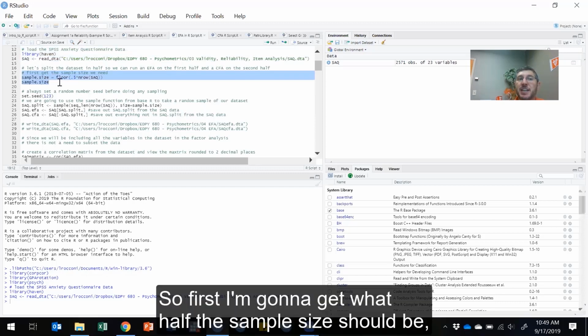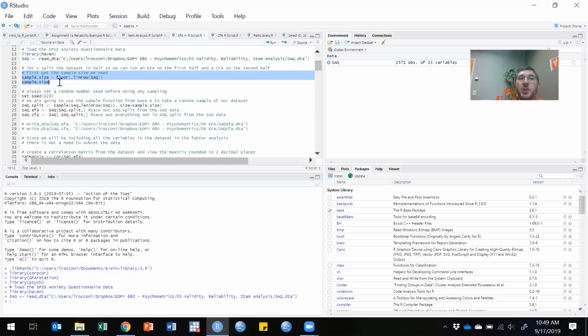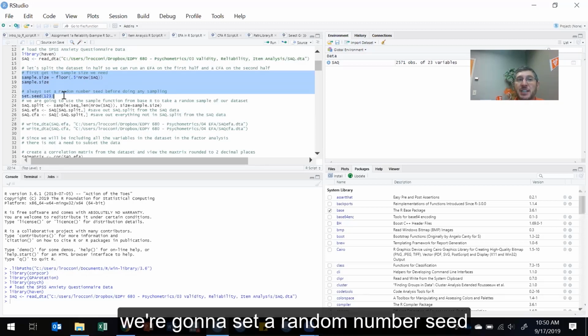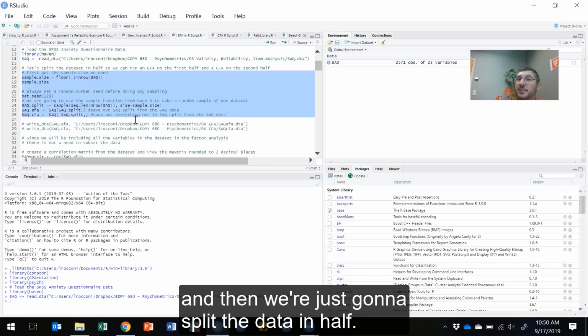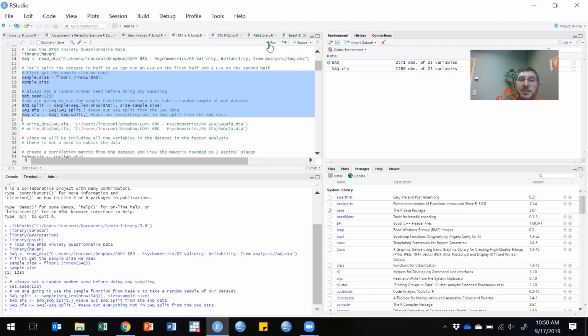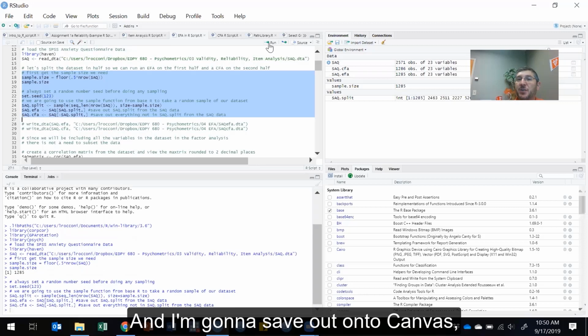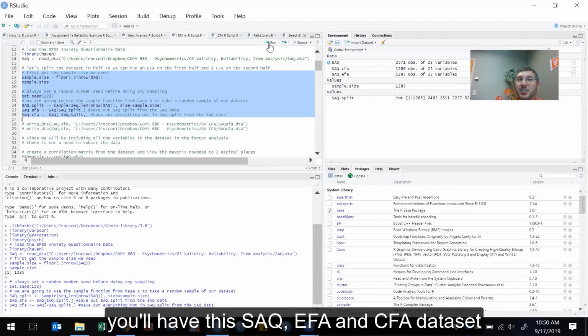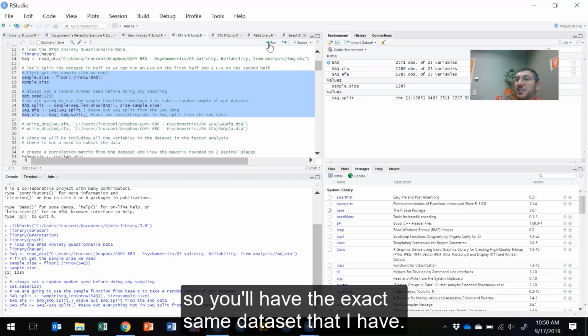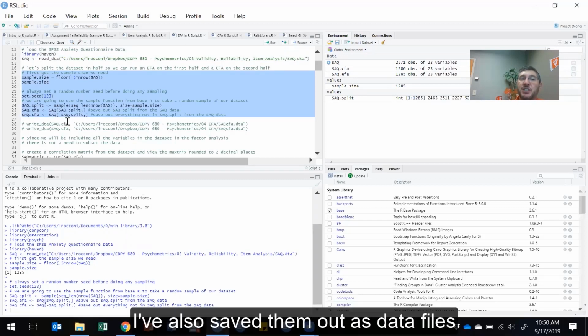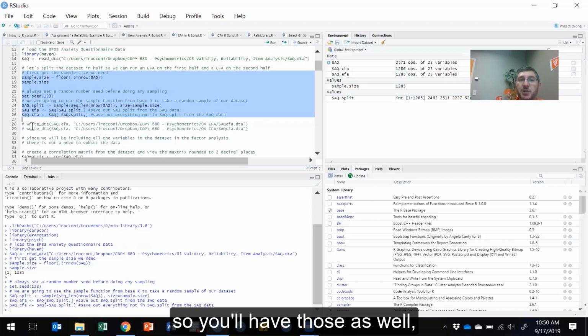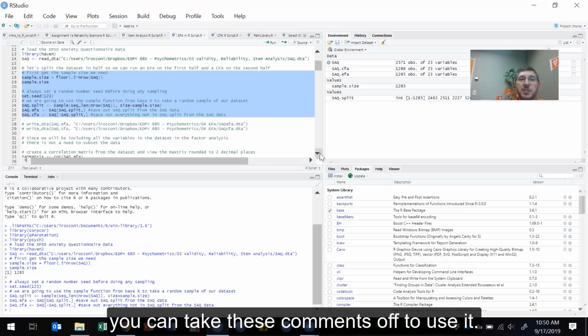So first I'm going to get what half the sample size should be. We're going to set a random number seed, and then we're just going to split the data in half. And I'm going to save out onto Canvas. You'll have this SAQ, EFA, and CFA data set, so you'll have the exact same data set that I have. I've also saved them out as data files, so you'll have those as well. You can take these comments off to use it.